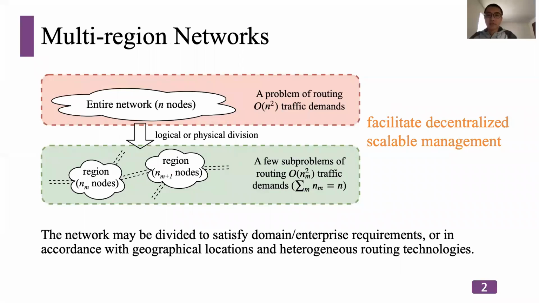In this paper, we consider the scenario of multi-region networks. In practice, large networks are often logically or physically divided into multiple regions. Multi-region networks can facilitate decentralized management. Such a network division may be used to satisfy domain requirements or in accordance with the geographical locations and the heterogeneous routing technologies. In the figure, the routing problem is divided into several smaller sub-problems, which can be solved distributedly.